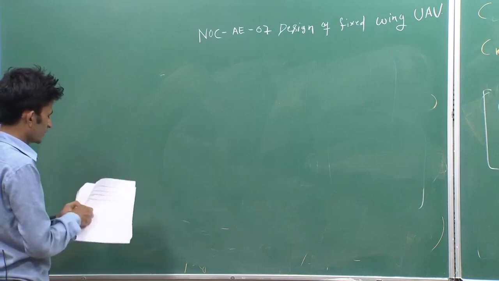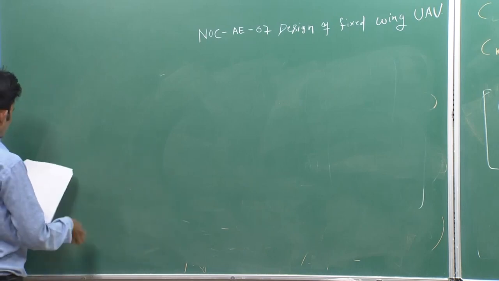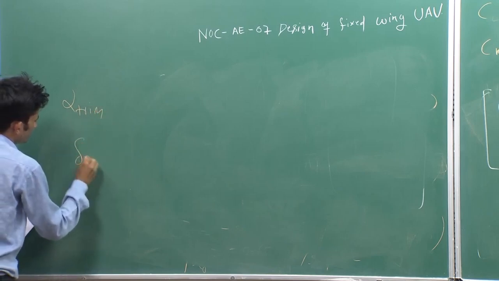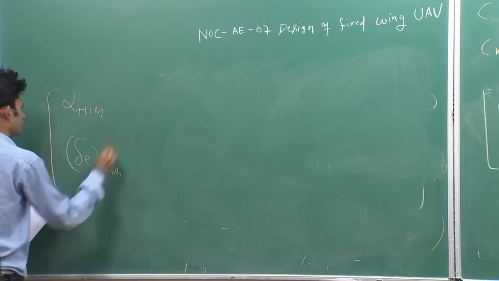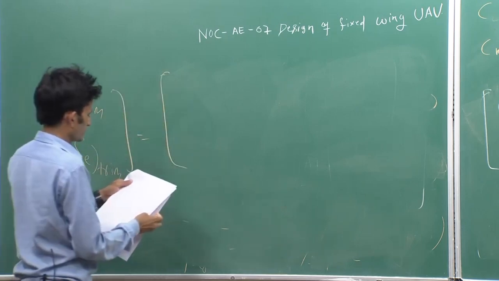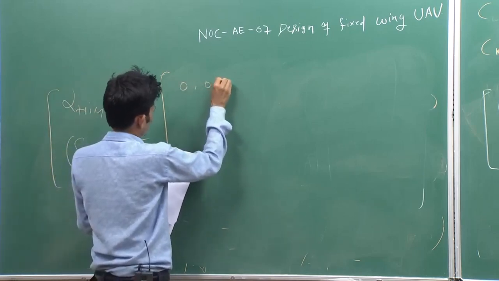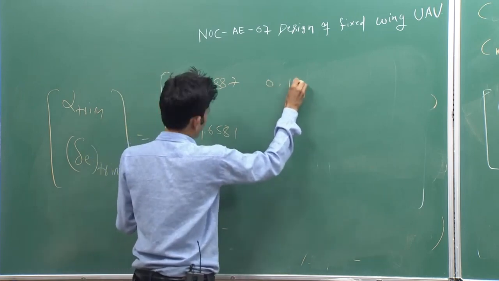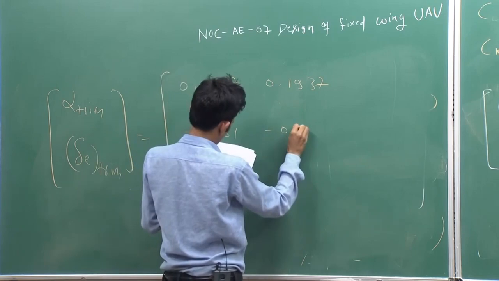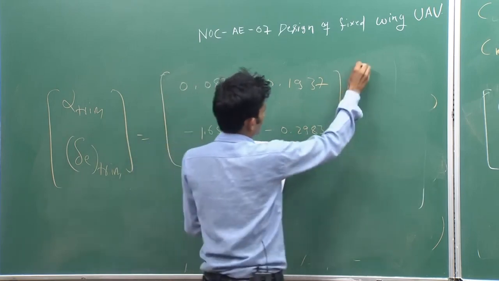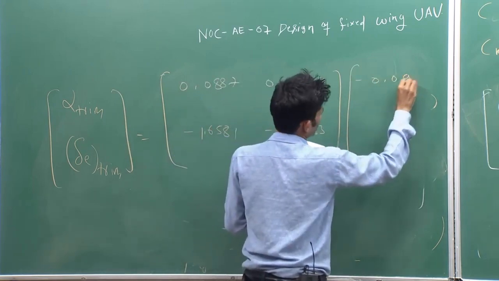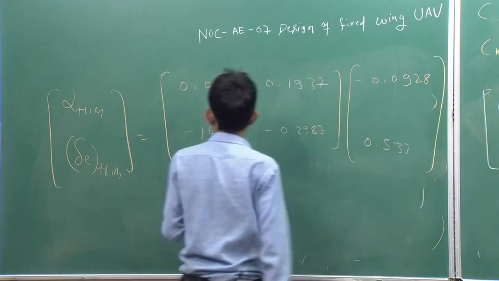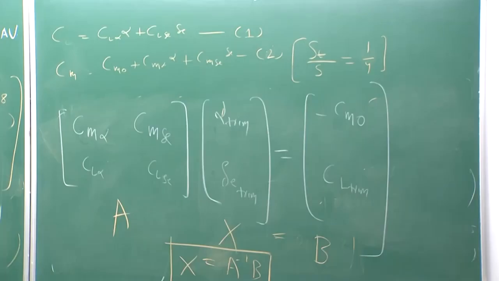So what will your A inverse be? Your X, which is alpha trim and delta E trim, is equal to A inverse times B. A inverse will come as 0.0887, minus 1.6581, 0.1937, minus 0.2983, multiplied by 0.0928 and 0.533.